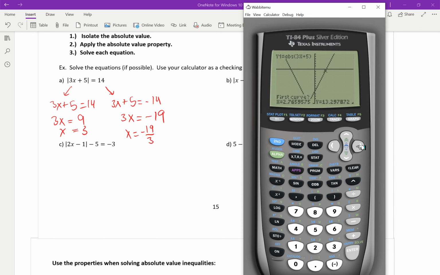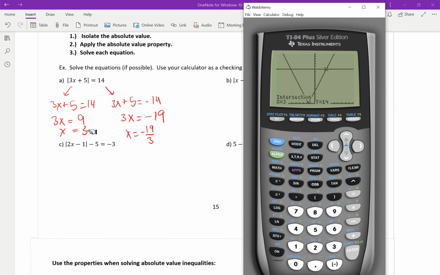I think it's right around here. I'm gonna hit enter. I think now I'm in the second curve, and I think the point of intersection is also around there, so enter. Now let's just hit enter. And my calculator has computed that the x coordinate of the point of intersection is 3, which is what we found. So this would be another way of just checking your work.